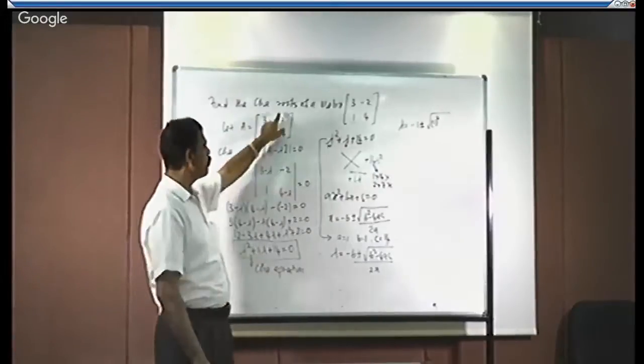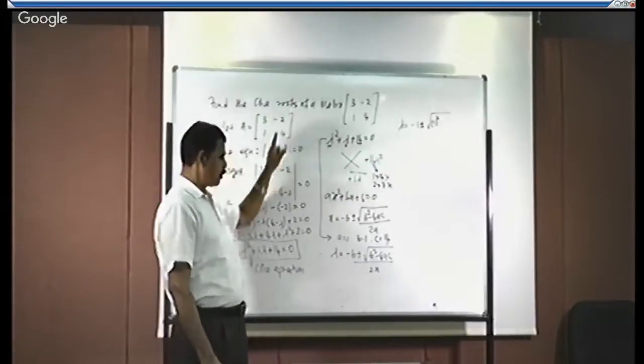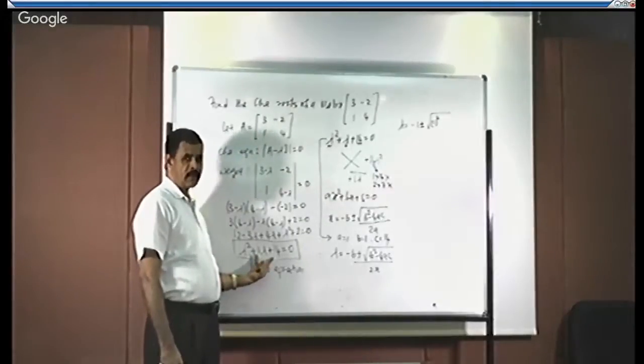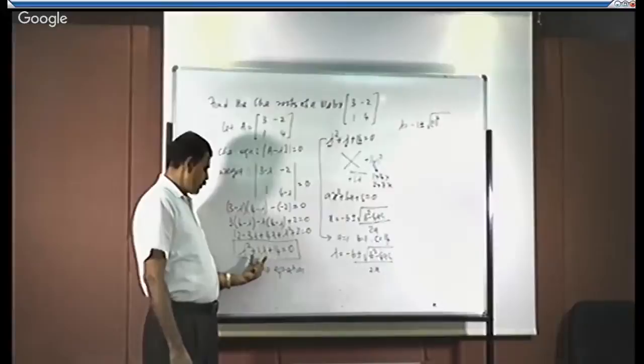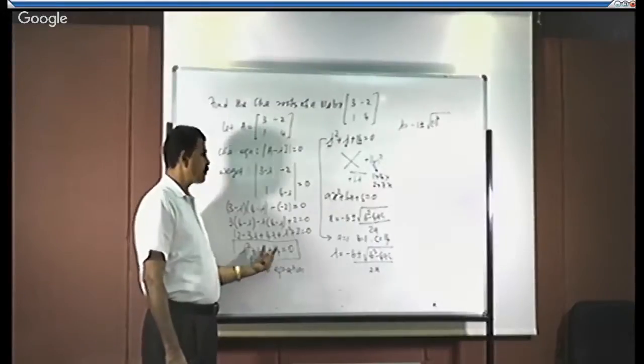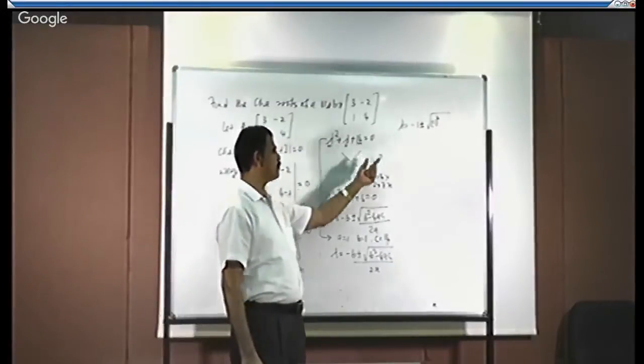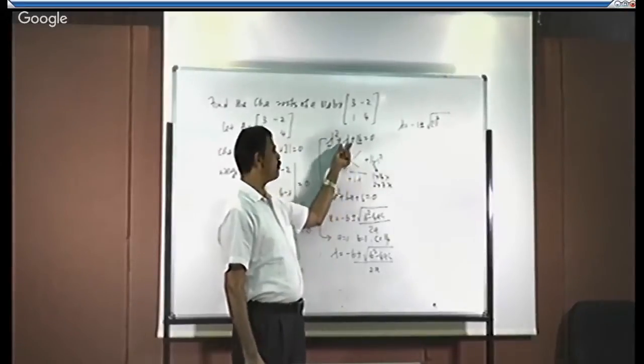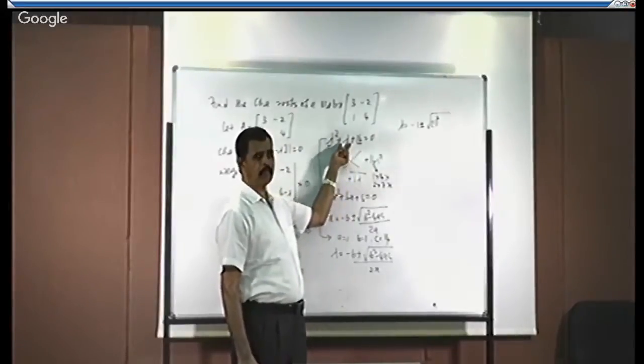We need to find the characteristic roots. How to get the characteristic roots? Just solve this. Factorize this if it is possible. See, let us take this equation and try to factorize it. So what is the procedure for factorization? We have to replace the middle term by two terms.